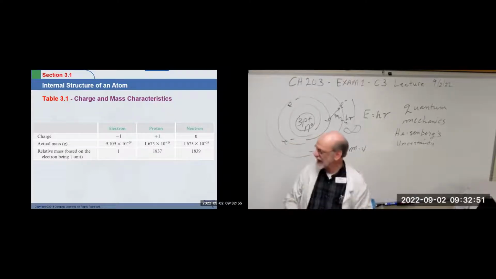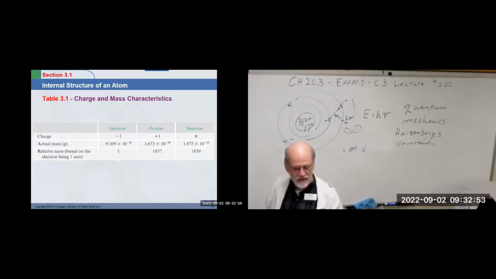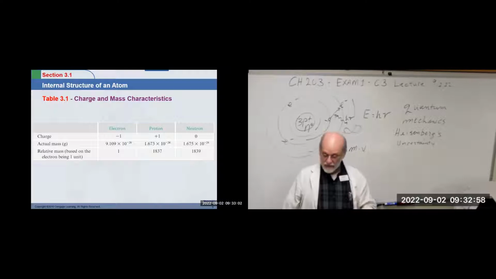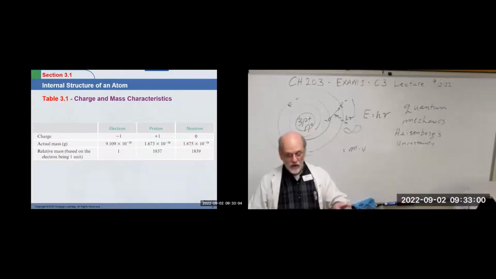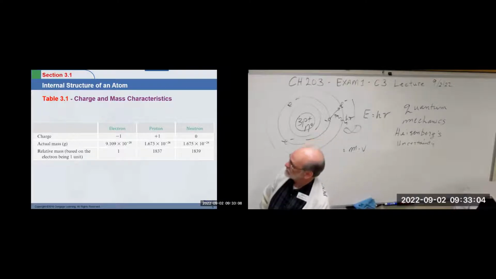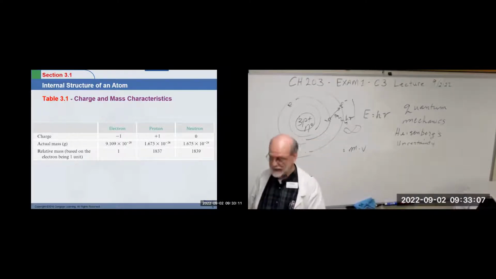Okay, so this slide illustrates, it's probably hard to see from the back of the room, the difference in masses. Now, the protons, neutrons, and electrons are all small. And that's so many grams. Right? The unit of measure you see there is grams.